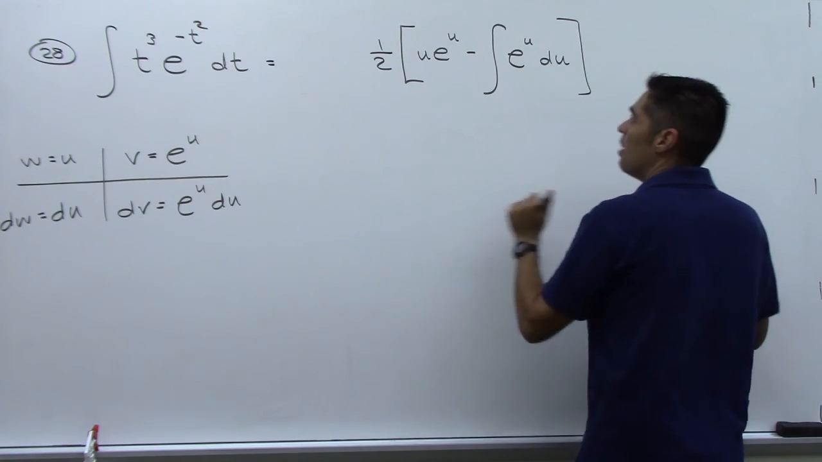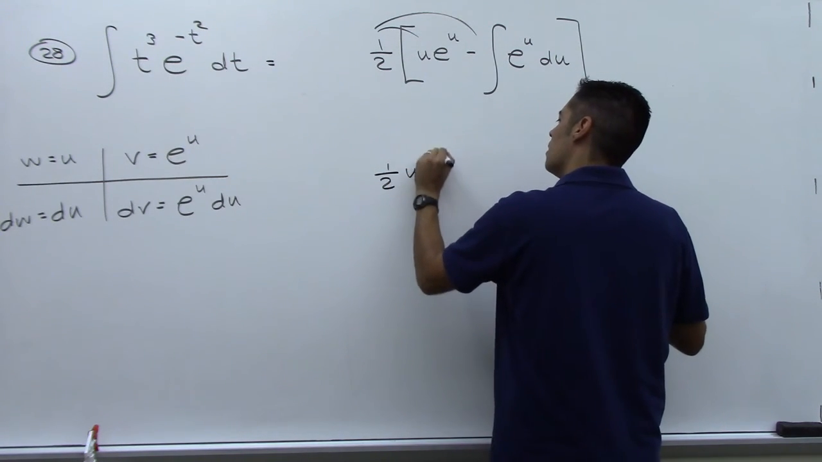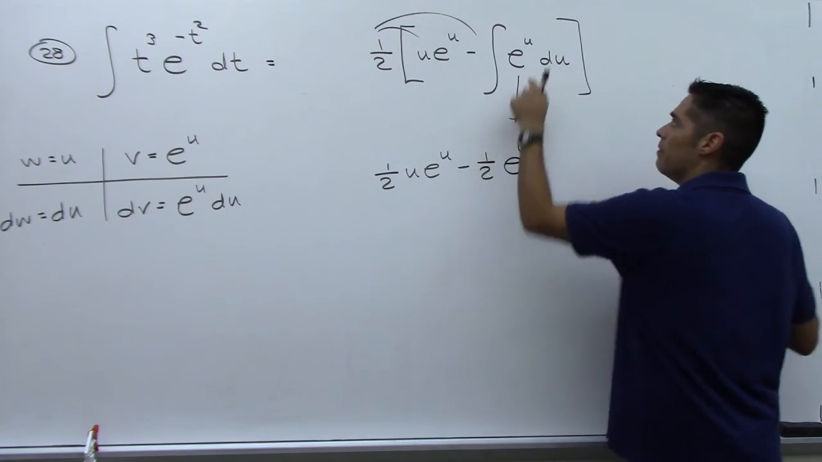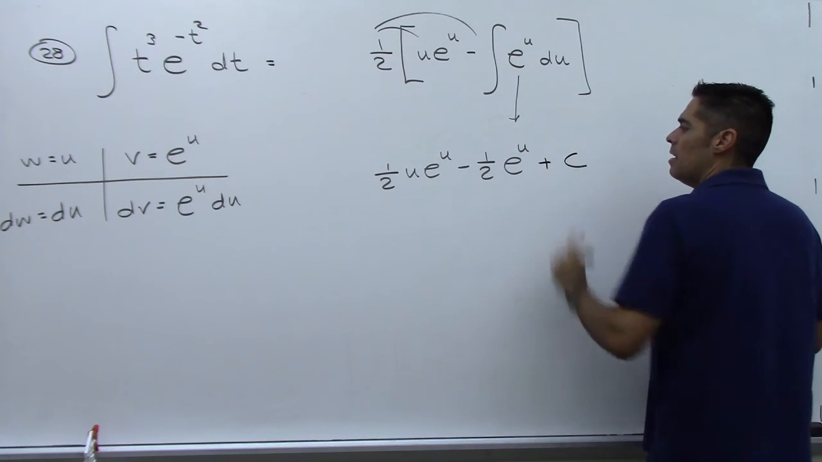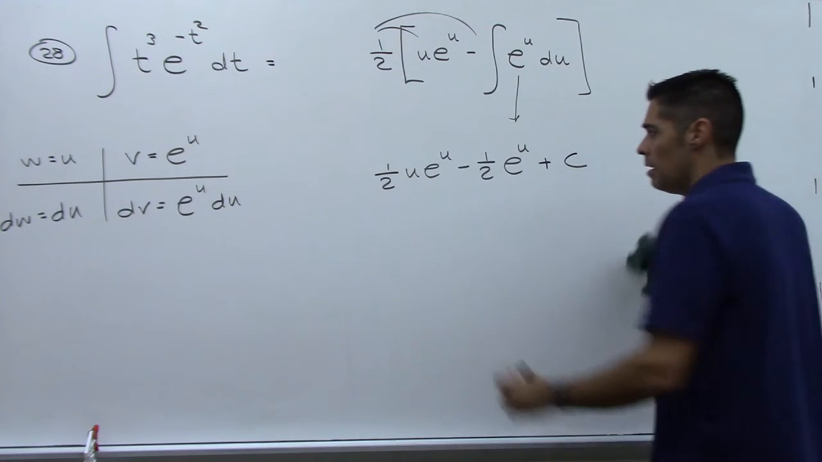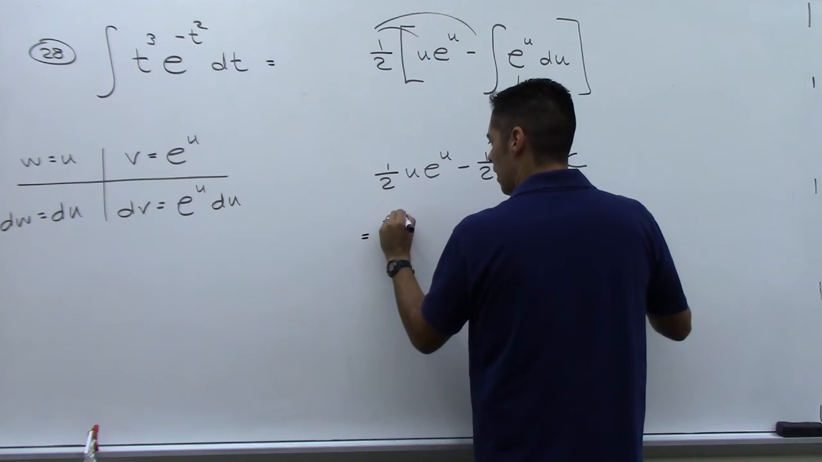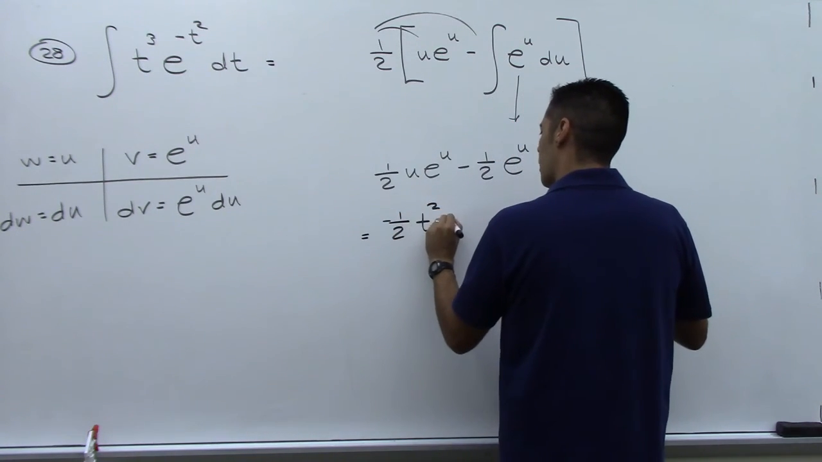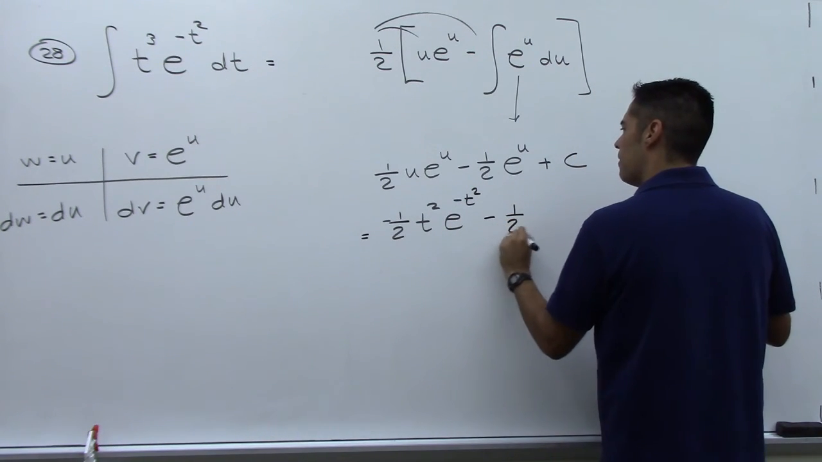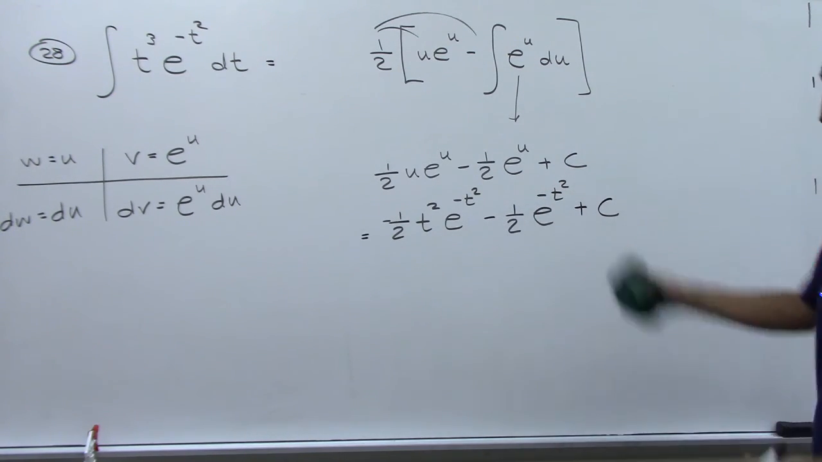Antiderivative of e to the u is itself. Let's distribute the 1/2 through. So 1/2 u e to the u minus 1/2 e to the u, again because the antiderivative of this is itself, plus c. And now let's just replace all of our u's with what u was. And I already erased it, but it was negative t squared. So this is going to be negative t squared. I'll pull out the negative. Negative 1/2 t squared e to the negative t squared, and then minus 1/2 e to the negative t squared plus a constant. So that should be it right there.